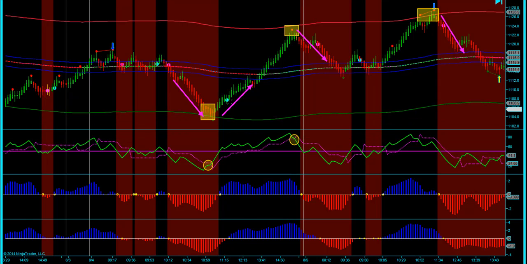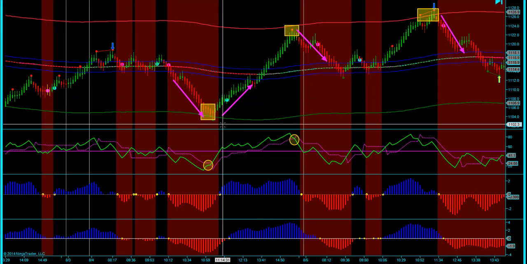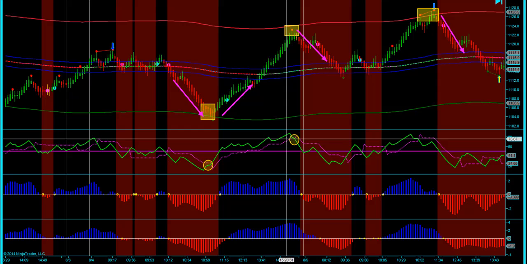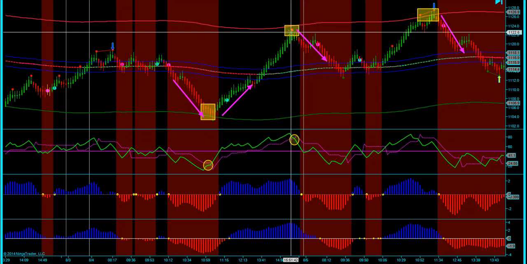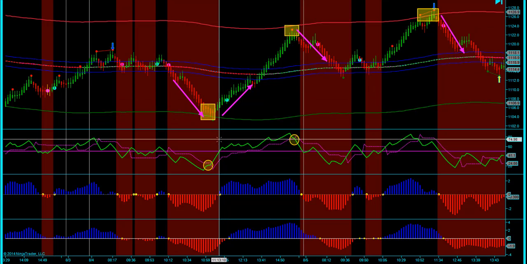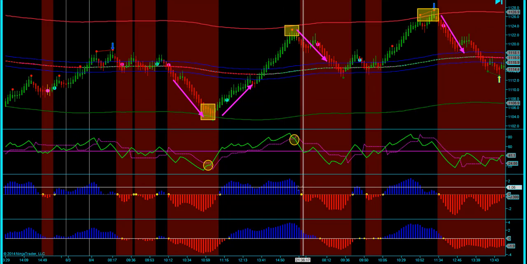So this move here goes from one side of our channel to the other, and targeter keeps up with the move the whole way. So that's very interesting. It's not easy to hold on to a 200 tick move, but again, targeter can be very beneficial for that.